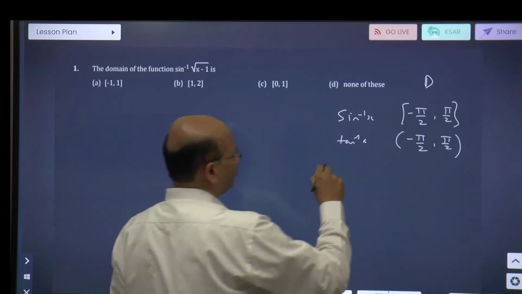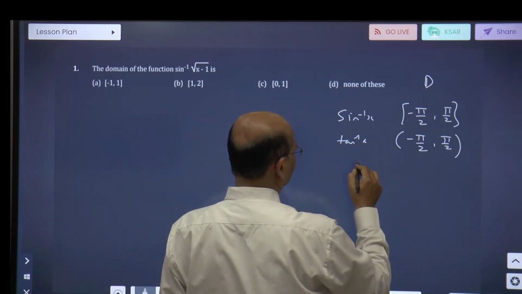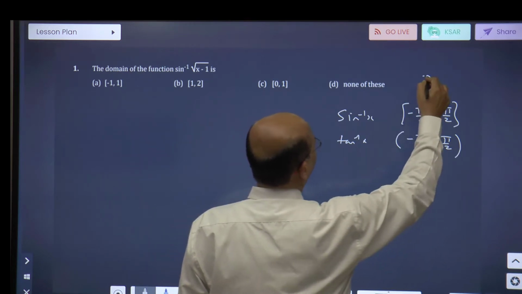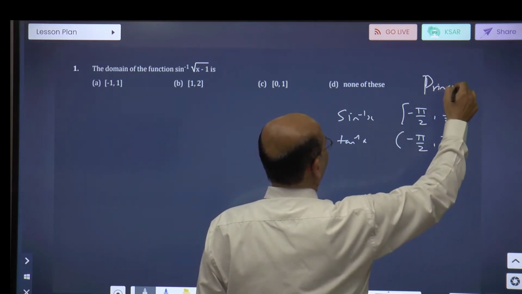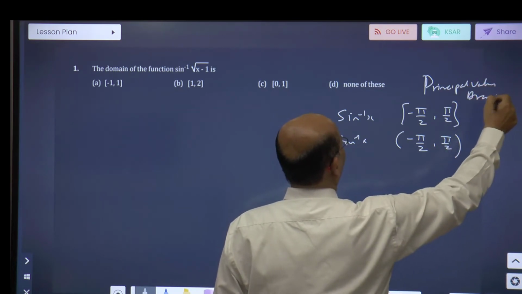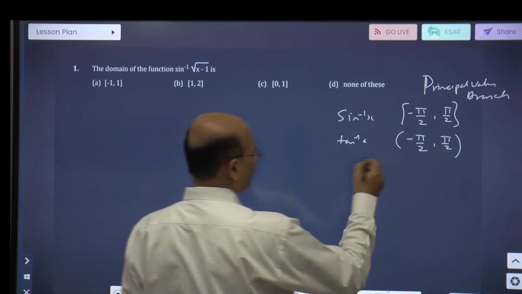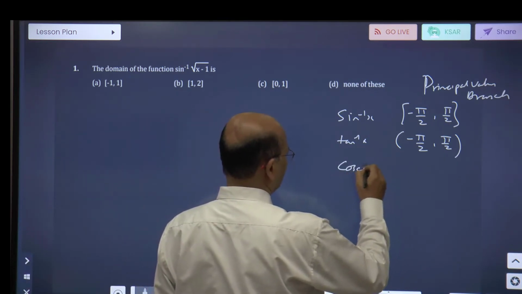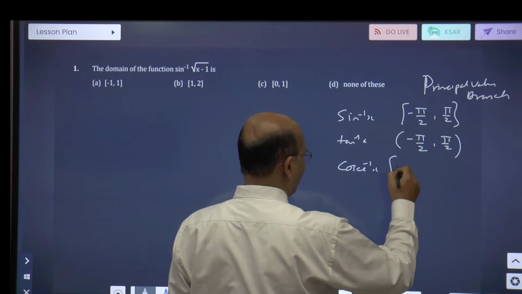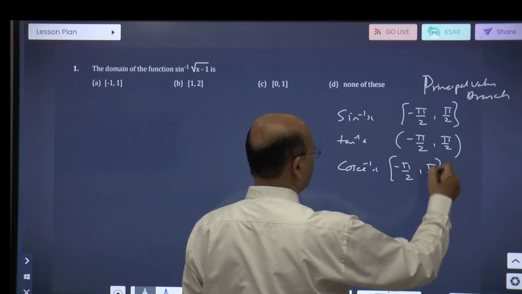Okay, then, sorry, not domain, principal value range, principal value branch. Okay, I am talking about the principal value branch. So sine inverse x is minus pi by 2 to pi by 2, and tan inverse x is the open interval. Cosec inverse x, it is minus pi by 2 to pi by 2 except 0.